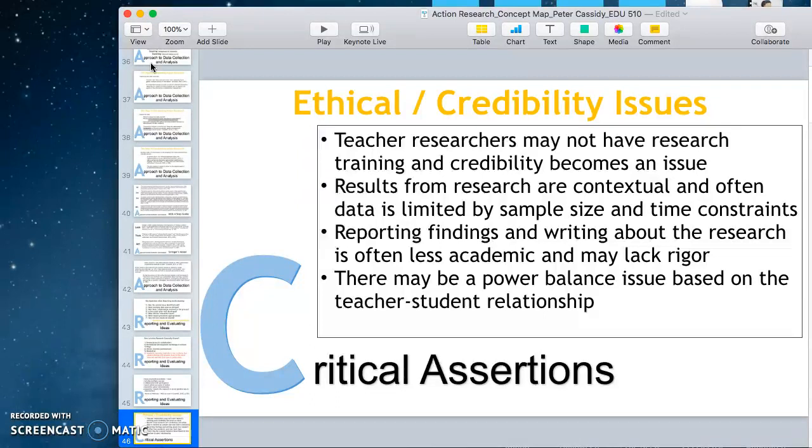I'm going to end with the ethical and credibility issues. Because teacher researchers are so close to their students, there might be an issue of power balance, or you care too much and you're not seeing things as they really are. Sample size and time constraints are involved because it's classroom setting usually. And reporting findings might be considered less than academic. So that's about it.